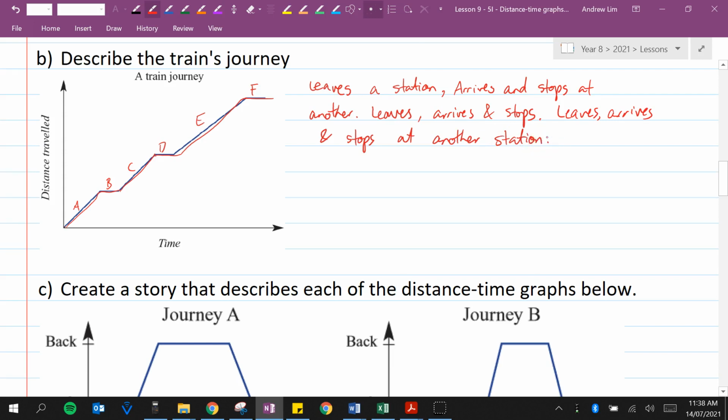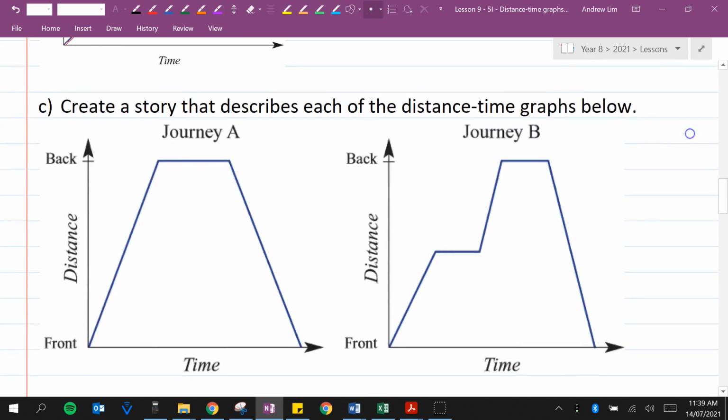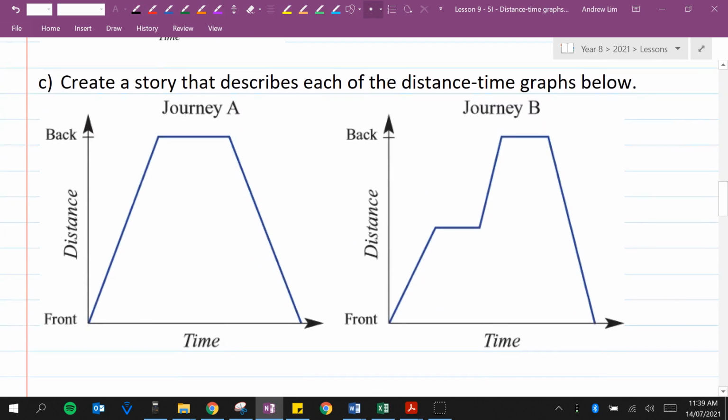Okay, so we can see that at B, D, and F, the train is at rest. All right. What I want you to do now is pause the video and have a go at creating a story that describes each of the distance time graphs below. So we've got journey A and B here. Pause the video, have a go, and then play the video, and then we can do the same thing for journey C and D.